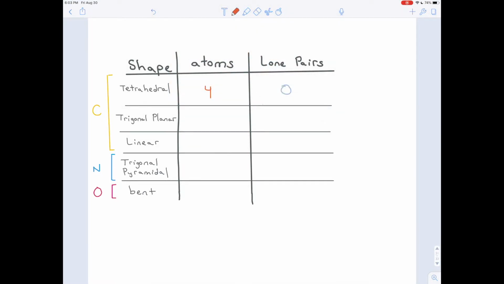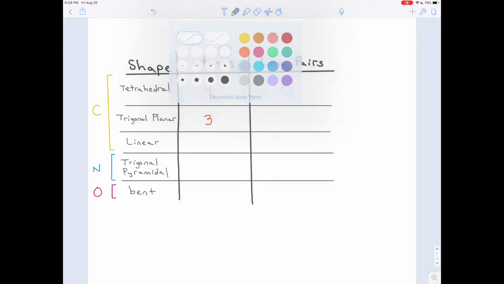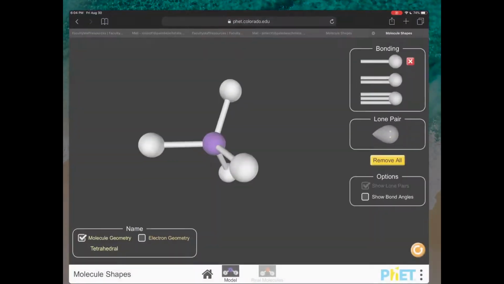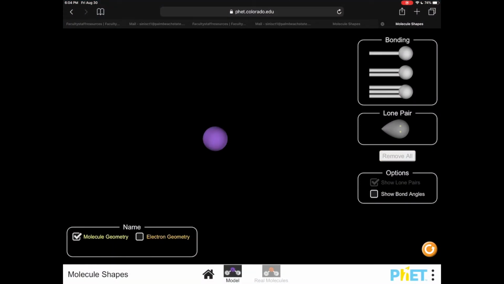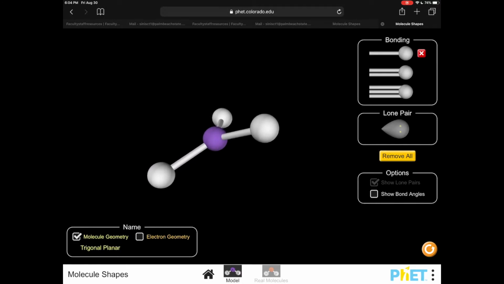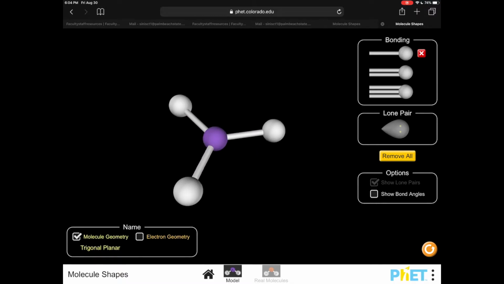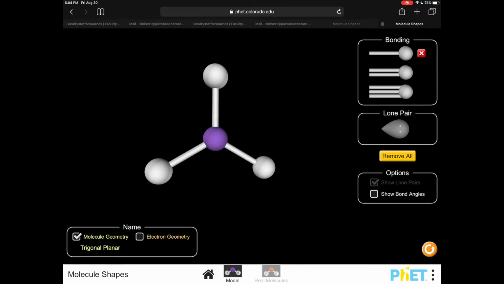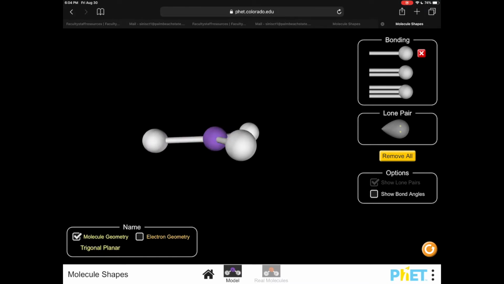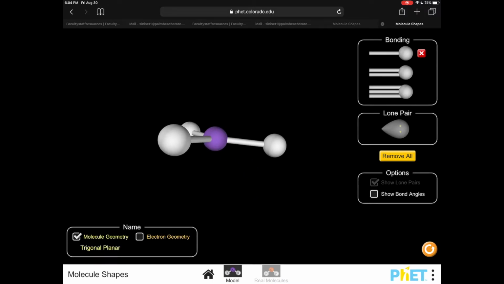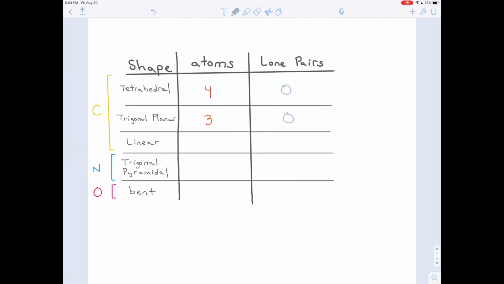If, on the other hand, instead of 4 atoms, you have 3 atoms bonded to a central atom and no lone pairs, then you get a shape called trigonal planar. So here's our central atom. I'm going to add 1, 2, 3 other atoms, and there are no lone pairs here. You can see that this sort of looks like a triangle, so trigonal. And if you look at it from the side, it looks completely flat, so it's all in a plane. So trigonal planar would be the name for that shape. And so when you have 3 atoms and 0 lone pairs around a central atom, you get that trigonal planar shape.